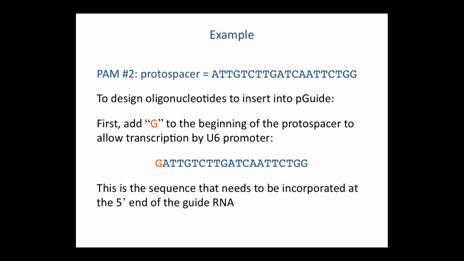Let's assume that the second protospacer turns out to be the best choice. The next step is to design oligonucleotides that we can use to place the protospacer sequence into the plasmid that will express the guide RNA in cells. Recall that we have to add an extra guanine, shown in red, to the beginning of the protospacer sequence, shown in blue.